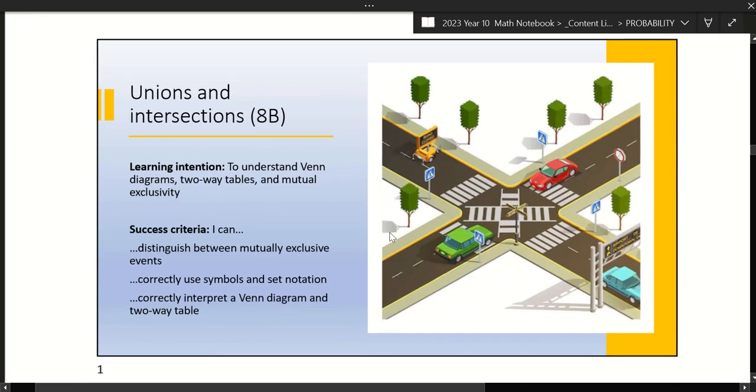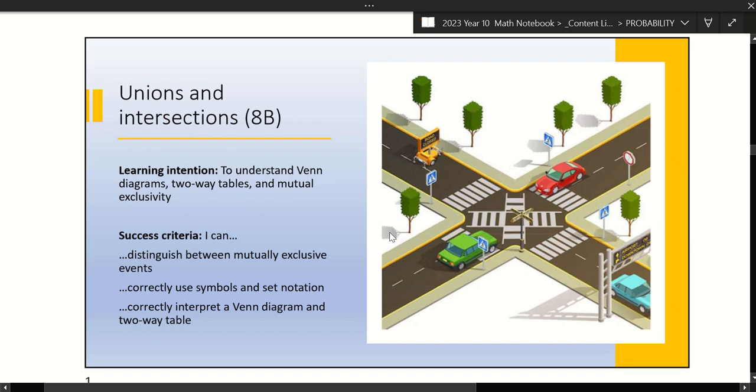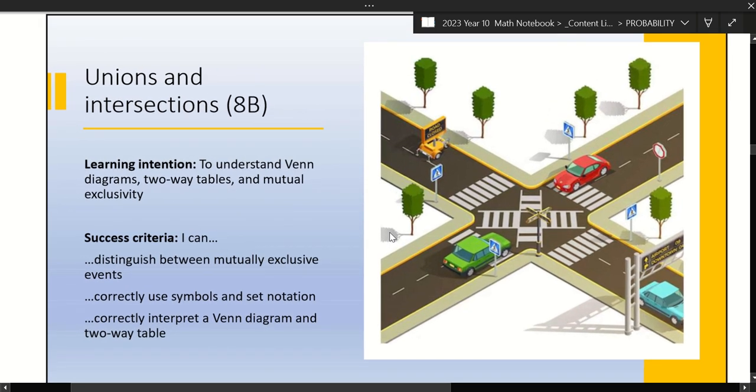Charlotte, do you have your booklet? Get it out, please. All right. Colin, get your booklet out.